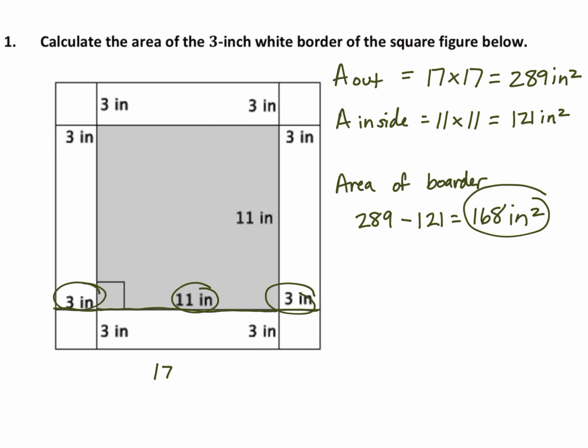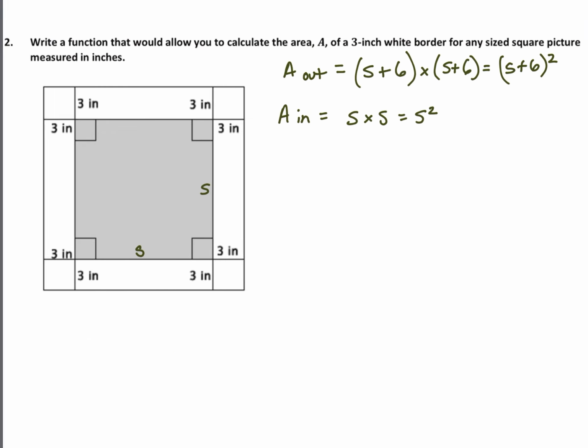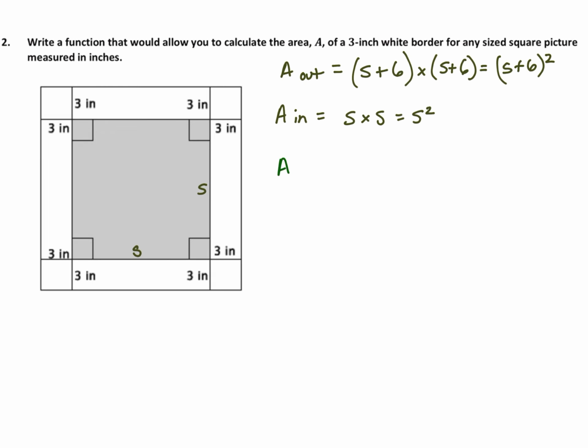Just like in problem 1, where we had to subtract the inside from the outside to find the area of the border, in this one we are going to find the area of the border by subtracting also. The area of the outside piece is S plus 6 squared, and we need to subtract or remove the inside piece, which is S squared.